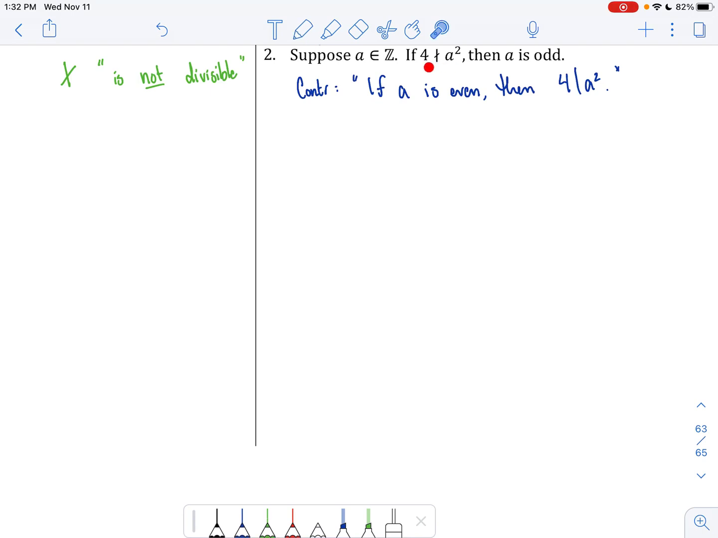This is another sign we want to use contrapositive: if you have a negated operation in the setup already, because when you negate it again, you get a nice result like that. So suppose a is even, so that would be 2x, where x is in the integers. Now I'm interested in a squared, looking at my conclusion. That would be 2x times 2x, which would then equal 4x squared.